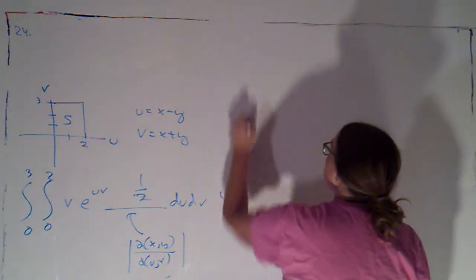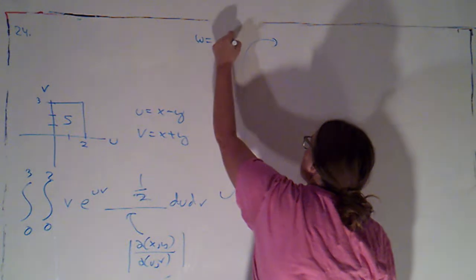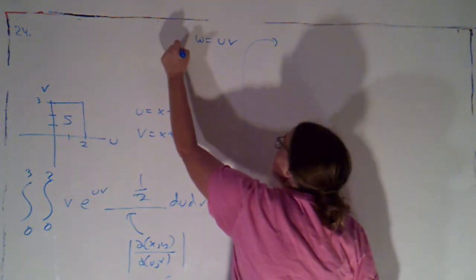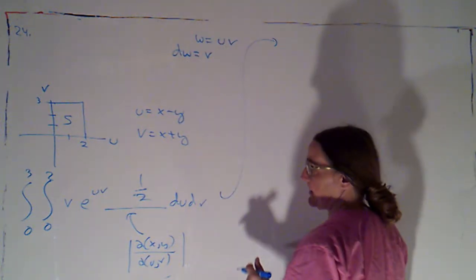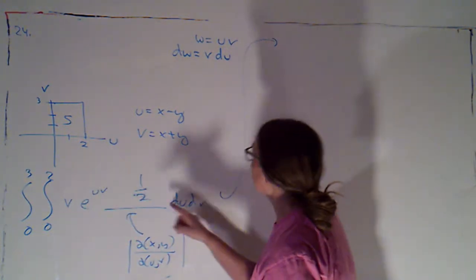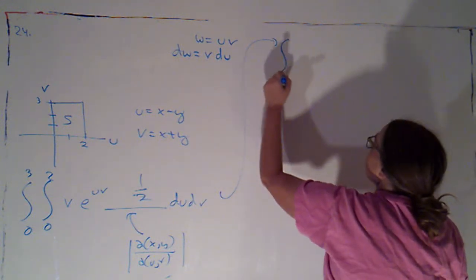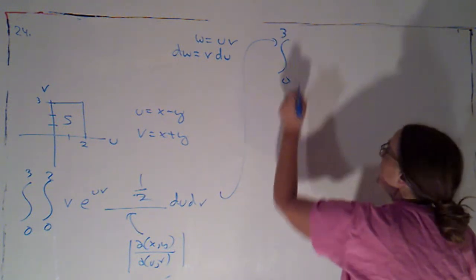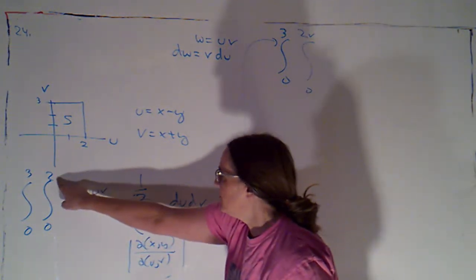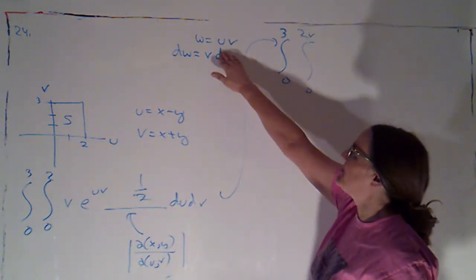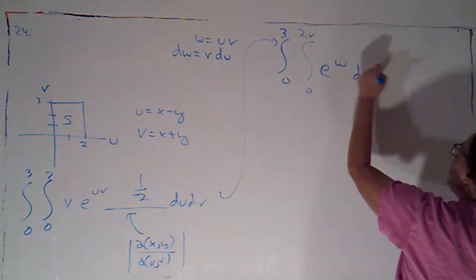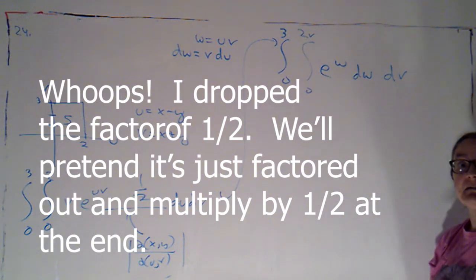So, I said I was going to want to do a w substitution. I'm going to let w equal uv, and I'm integrating first with respect to u. So my dw will be the partial of this with respect to u, which is just v du. So that v is going to get absorbed into my dw. So we're integrating from 0 to 3, from 0 to 2v. These were my u values, so my w value is going to be that times v. And what we're integrating is e to the w dw, and then we'll have to integrate that dv.